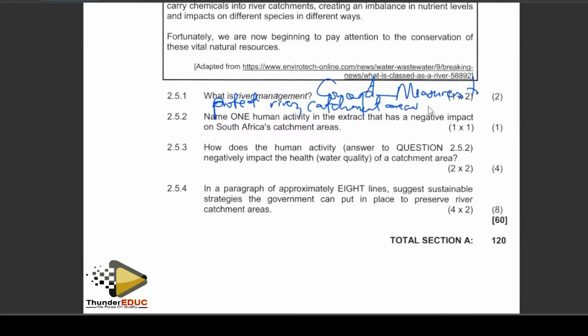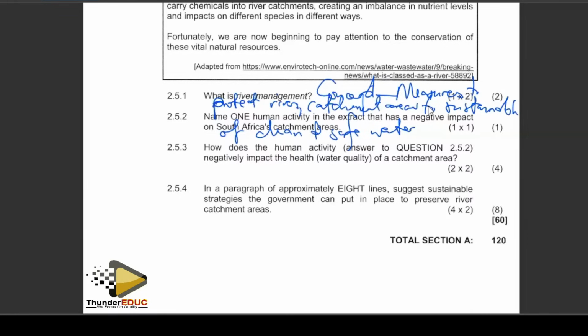Why should we take measures to protect our rivers and catchment areas? To ensure sustainable supply of clean and safe water. That is my own expression of the definition. I would express it as a concept as measures which are taken to protect rivers or to protect catchment areas, so as to ensure that we have sustainable supply of clean and safe water for whichever purpose, domestic, industrial, agricultural. We must have clean and safe water.